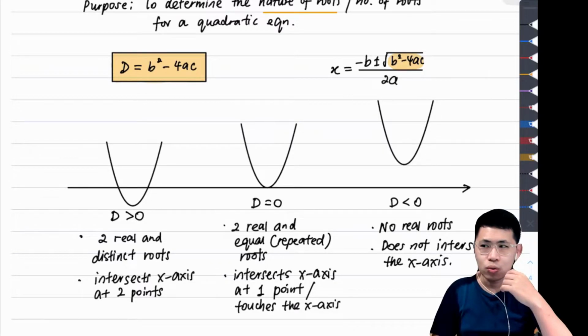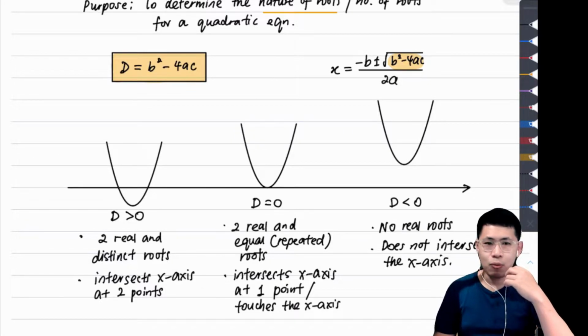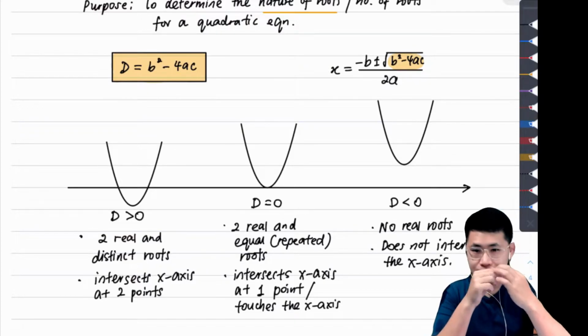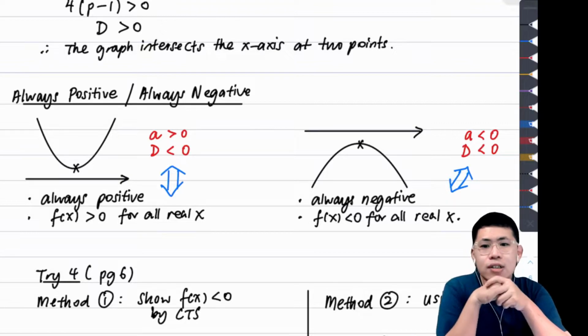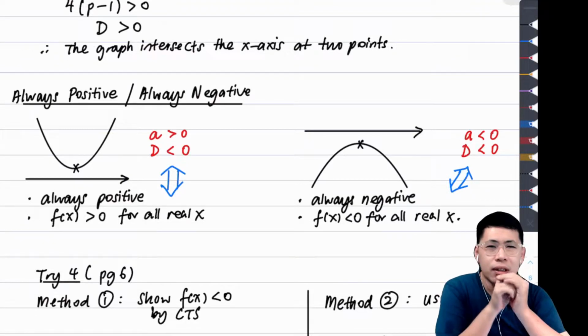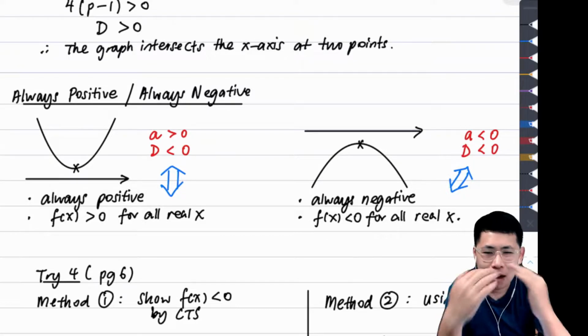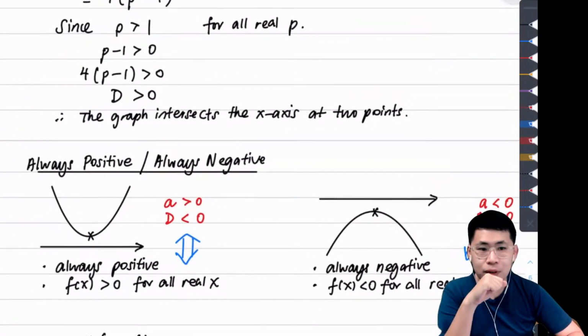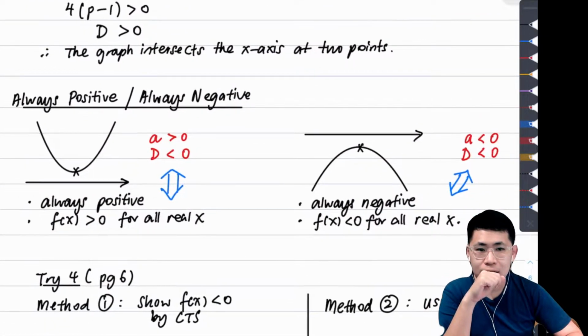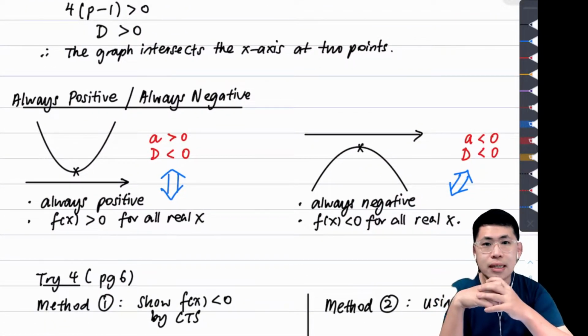We're going to push on to one more part of the discriminant, where we will talk about the always positive and always negative case, right? Then for us, we will be continuing the notes after the few examples. So we are currently after try 9. And here we have another smaller concept that uses the discriminant.